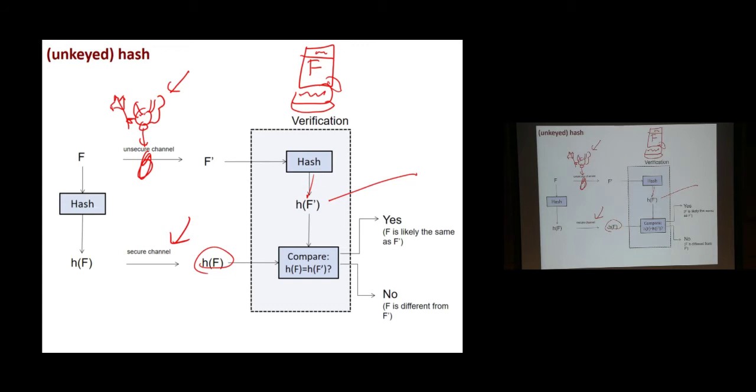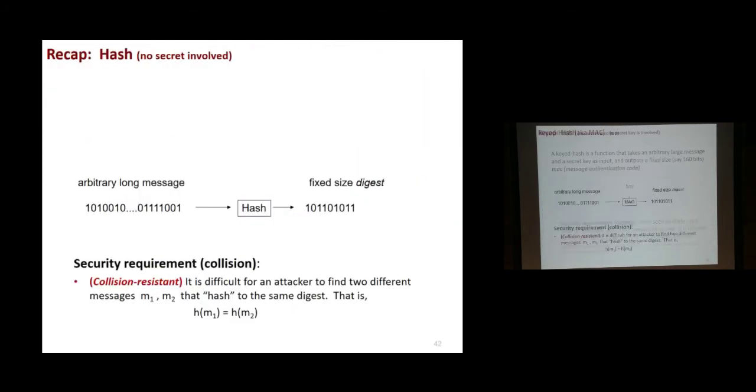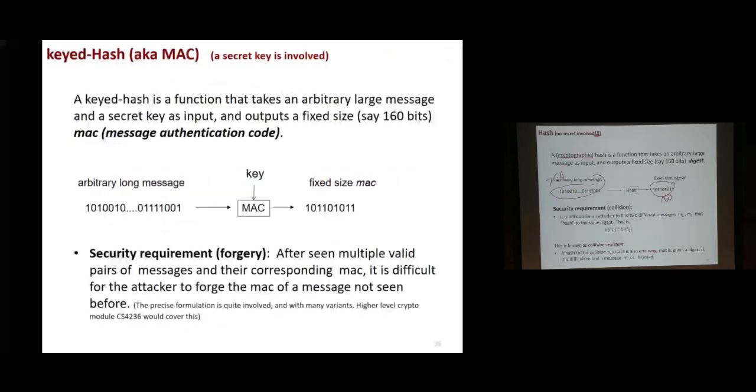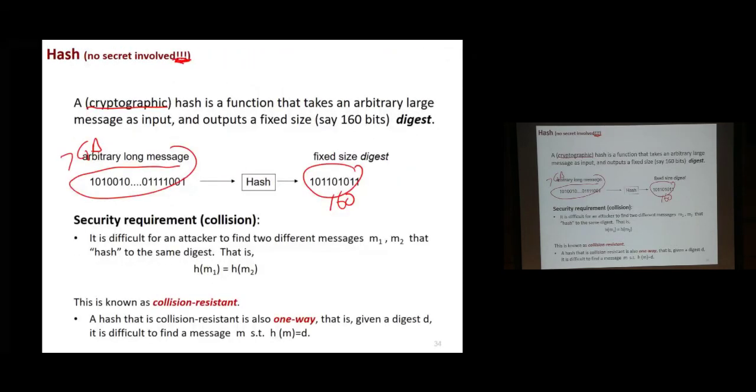Okay. So this leads to motivating the requirement of hash. The requirement of hash is to be collision resistant. Let's go back to the first slide. What is the requirement of hash? It's very difficult for an attacker to find two different messages, M1 and M2, that hash to the same digest. So this motivates the requirement.